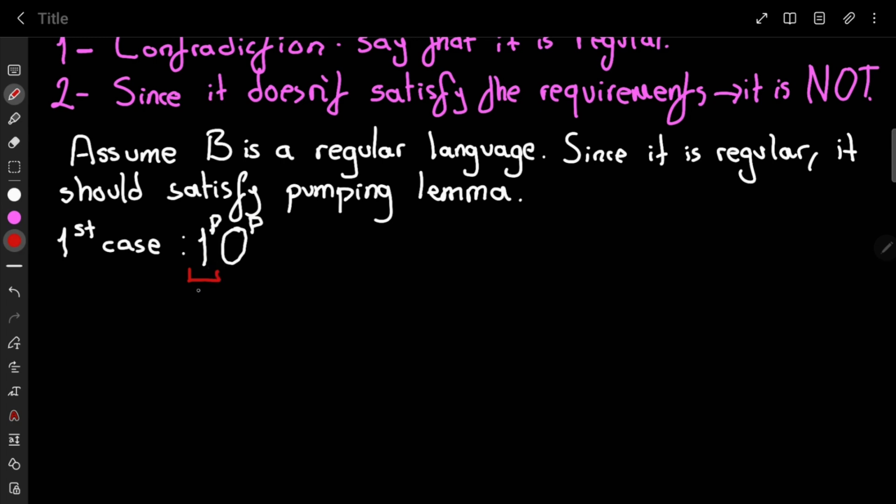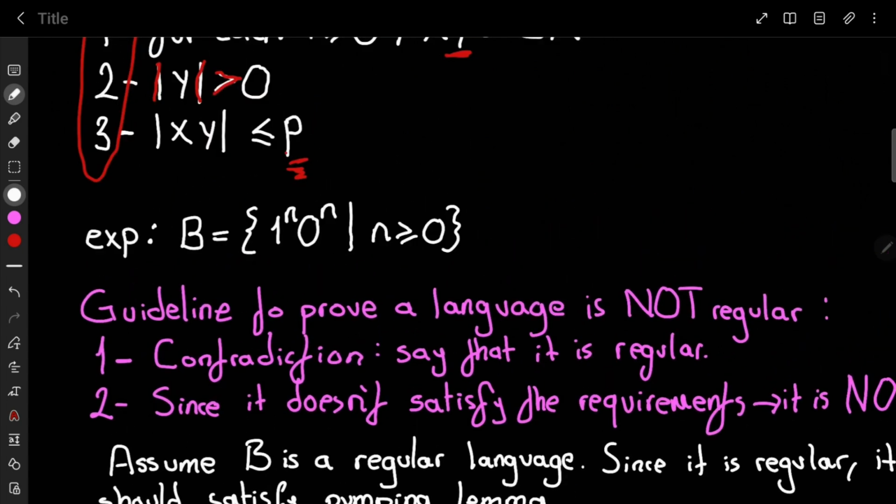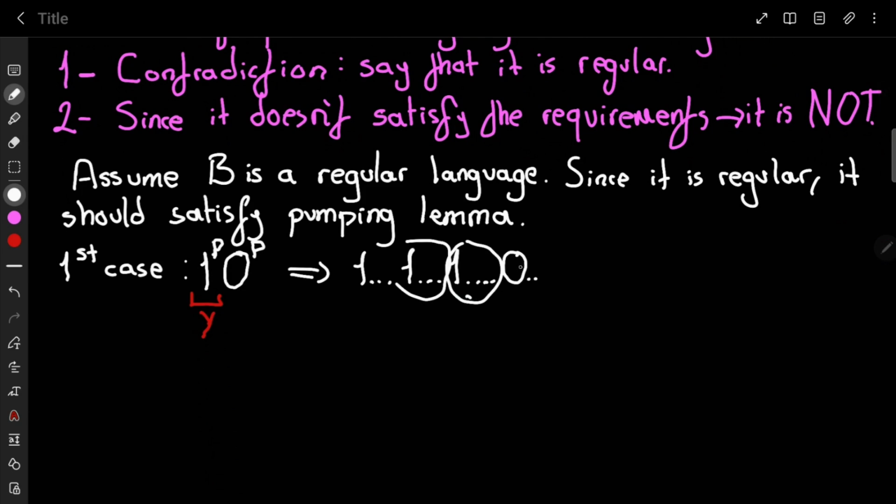If we take y from the left side of the language, if we say this is y, then this means that in order to satisfy the pumping lemma, if we repeat y multiple times, if it is a regular language, it should still be in the language itself. So the resulting string should still be in the language. But in that case, this string will result in something like 1 1 1 1 1, and then 0. Let's say we repeat y 2 times. Is it still in the language? No, right? Because the number of ones is higher than the number of zeros.